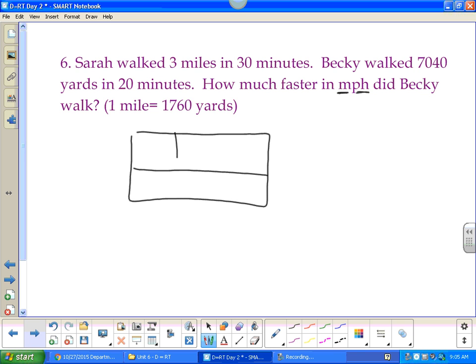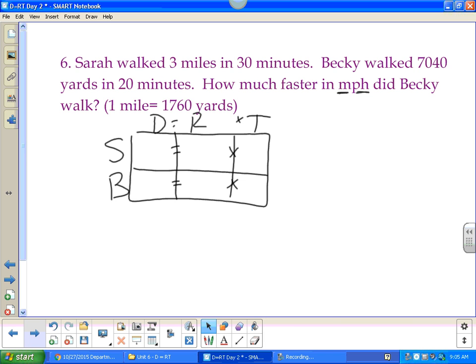All right. Distance equals rate times time. And this is Sarah and Becky. So Sarah walked 3 miles, and I want miles, so 3. In 30 minutes, and I want hours, so that's half an hour. I don't know her rate. Becky walked 7,040 yards, and I need to convert that to miles.